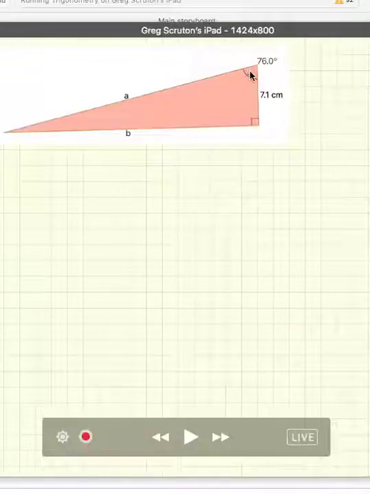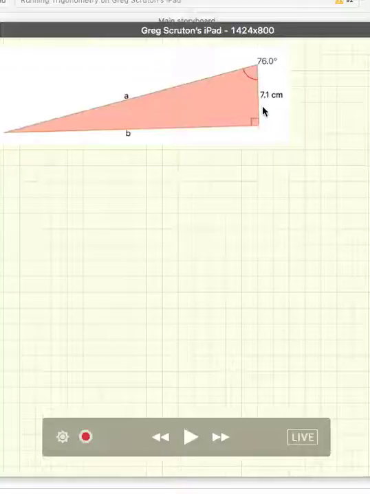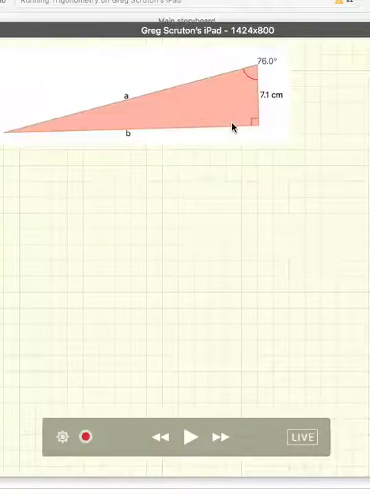To find the perimeter, I'm missing two sides. All right, I have the height, but I don't have the base or the hypotenuse. All right, so my two legs, when we're talking about the trig ratios, are the opposite and the adjacent. All right, so let's label all the different sides.